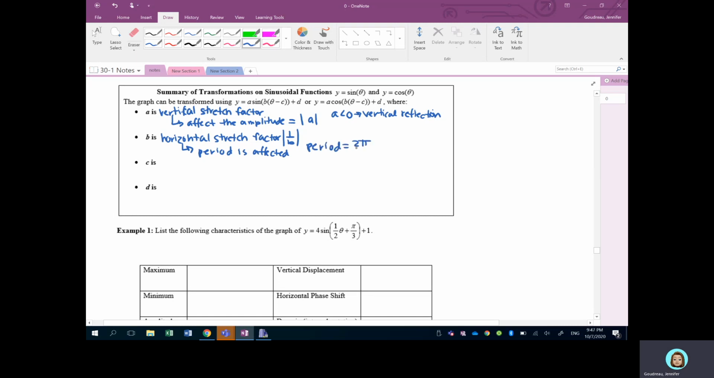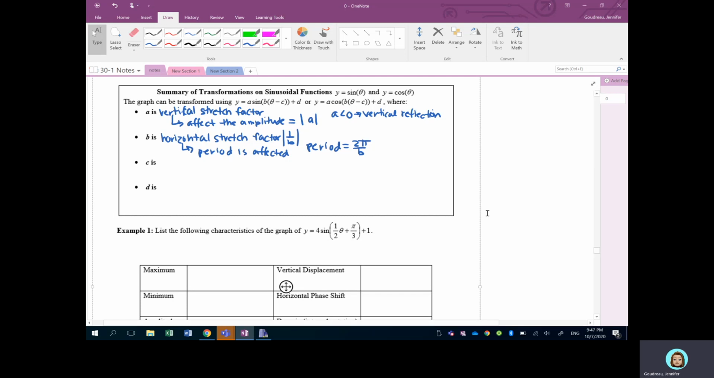The period is equal to 2 pi divided by B. And that's because originally the period is 2 pi radians. We're stretching it by a factor of 1 over B. 2 pi times 1 over B is 2 pi over B. I'm also going to state that if we have the period, so if we have the graph, we can also calculate our B value. So we have this little formula that period is 2 pi over B. We also should recognize that B is equal to 2 pi over the period. So we can add that in there as well.